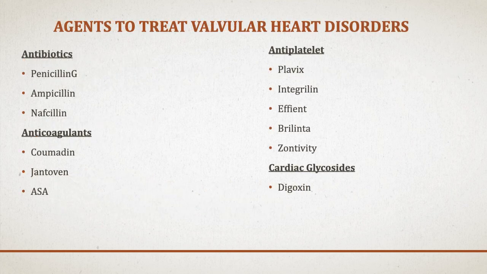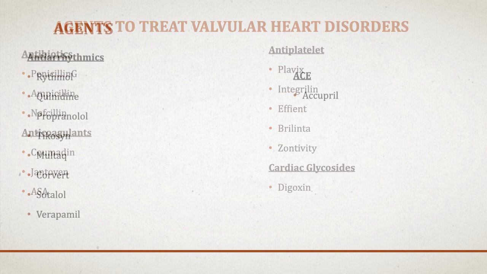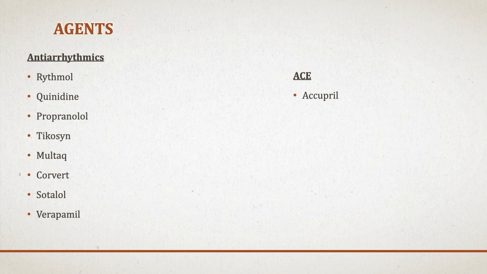So here are some common drugs used to treat your valvular heart disorders: antibiotics, anticoagulants, antiplatelets, your cardioglycosides. Your beta blockers is another one, as well as your ACE inhibitors, are also some of your medications that we use to treat your valvular disorders. Here are some medications, your antiarrhythmics and your ACE inhibitors.